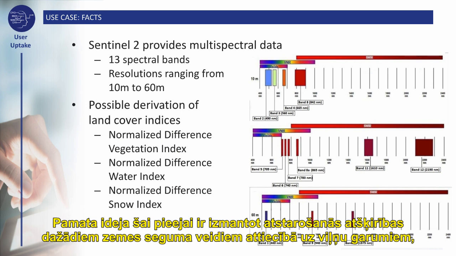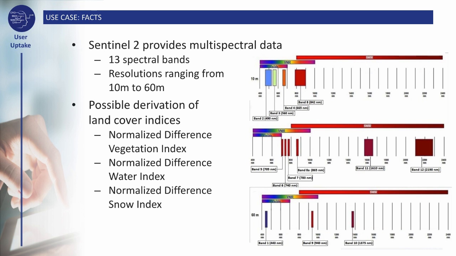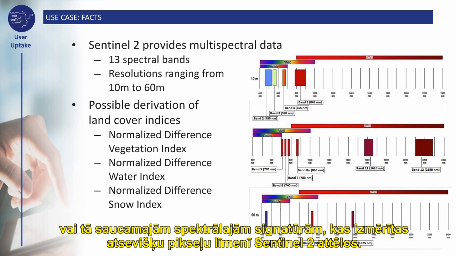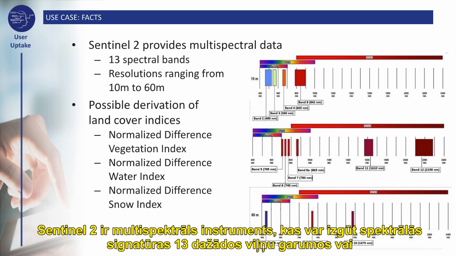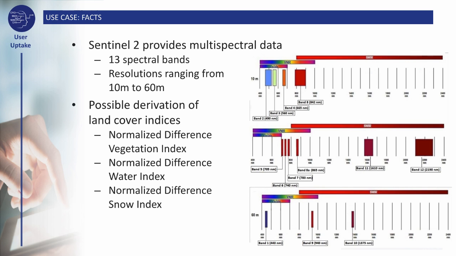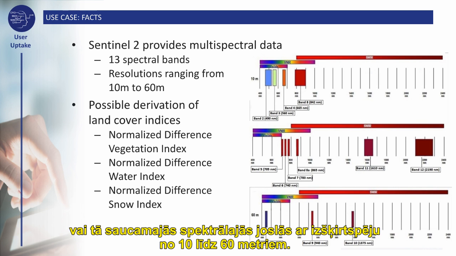The basic idea behind the approach is to exploit the differences in the reflectance characteristics of different land cover types with respect to wavelengths, or so-called spectral signature, measured at a single pixel of Sentinel-2 images. As Sentinel-2 is a multispectral instrument, it is capable of capturing spectral signatures at 13 different wavelengths, or so-called spectral bands, with the resolution ranging from 10 meters to 60 meters.